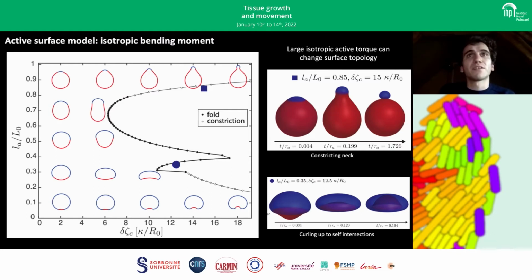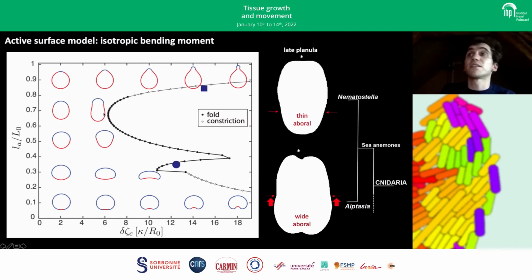What I want to emphasize in this figure here is that the higher extent of this active region, these broad active bending moments, can invert the width profile. Namely, we can go from a shape that is thin in the bottom side to a shape that is wider in the bottom side. And that is reminiscent of what I observed between my larval shapes, planular shapes. So I want to test this.